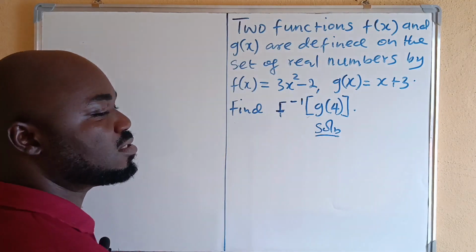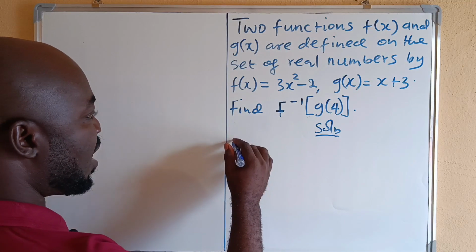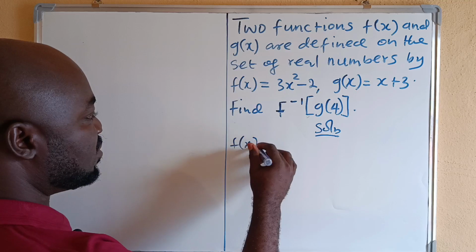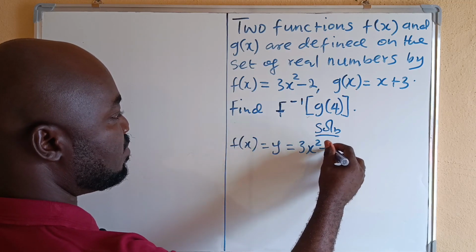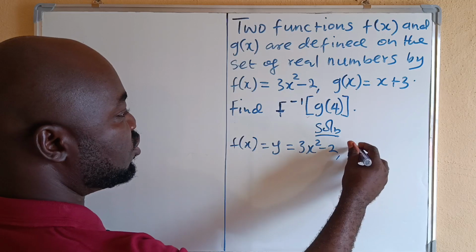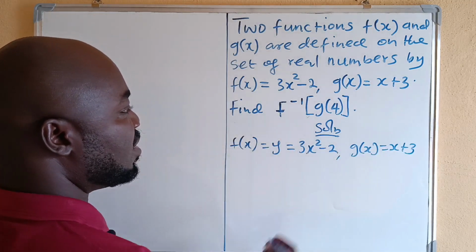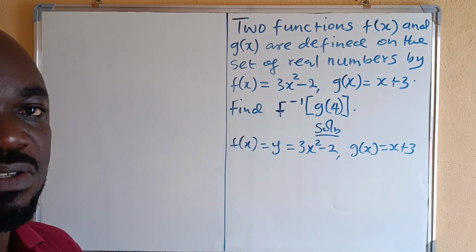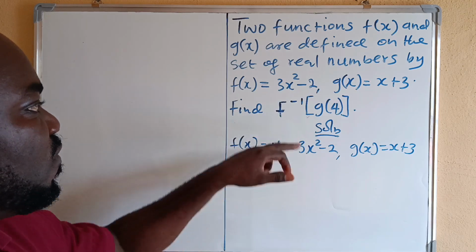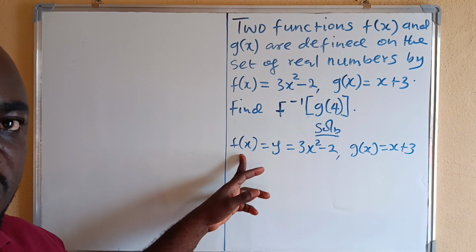Pay attention, this is composition of functions. Now, our f of x, which is the same thing as y, is 3x squared minus 2. And then our g of x is x plus 3. Now we are asked to compose g inside of the inverse of f. So first we are going to look for the inverse of f of x.